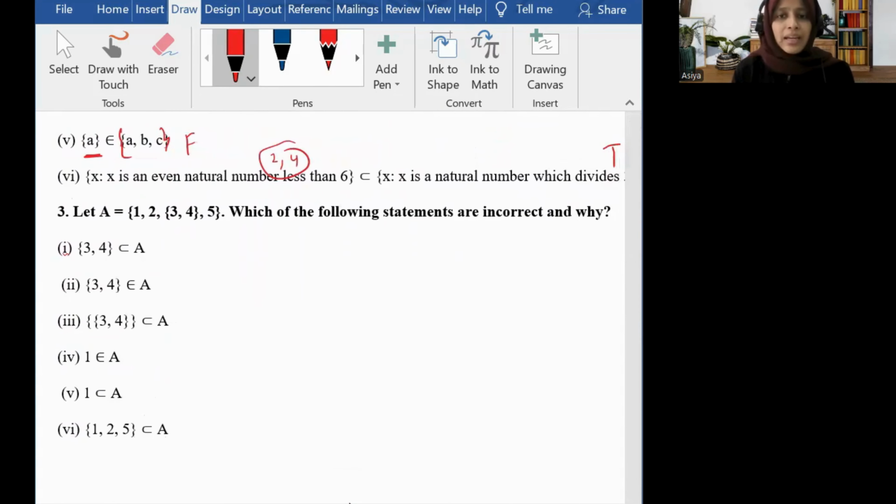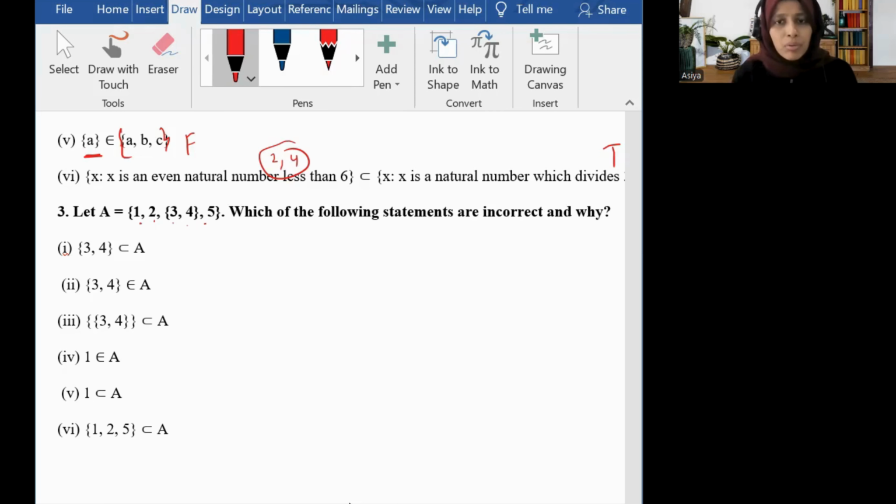Let A equal the set {1, 2, {3, 4, 5}}. Which of the following statements are correct and why? Again, I will not be doing all the problems from this. Now, please remember, these are the elements of the set.